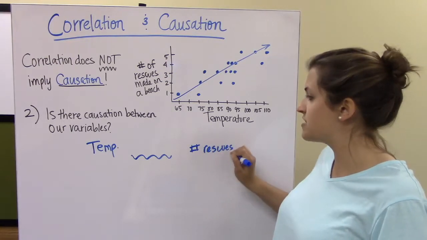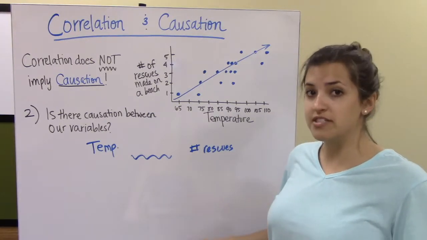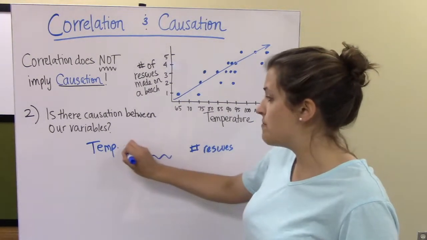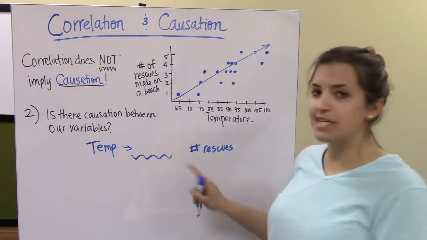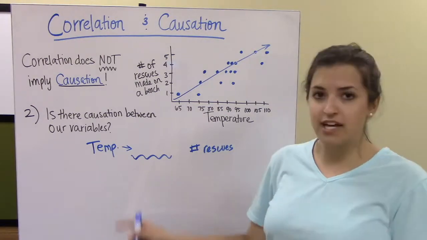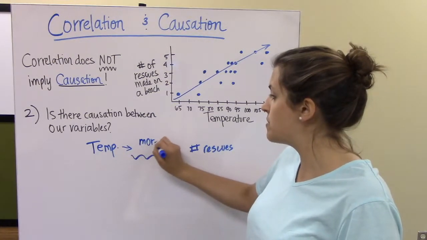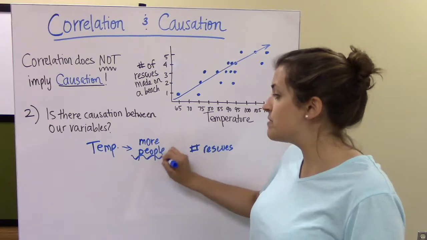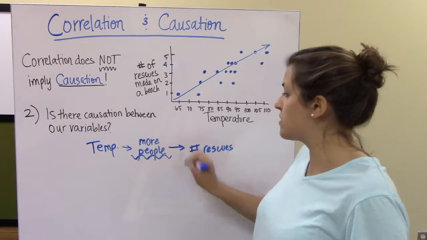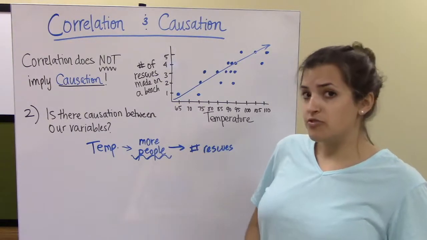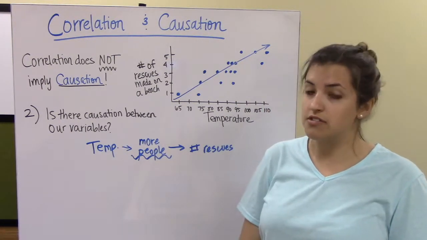Is it maybe the fact that the temperature means there are more people on the beach? And when there are more people, there are more chances for people to be rescued. So maybe the missing thing here is that temperature does cause something, but it isn't the number of rescues. So let me say that again. The temperature might cause more people to be on the beach, so more people. And then more people on the beach means there's more of a risk of somebody having to be saved. So that might be what causes the number of rescues. But I want you to remember that just because you see correlation on a graph does not mean that one of your variables causes the other.